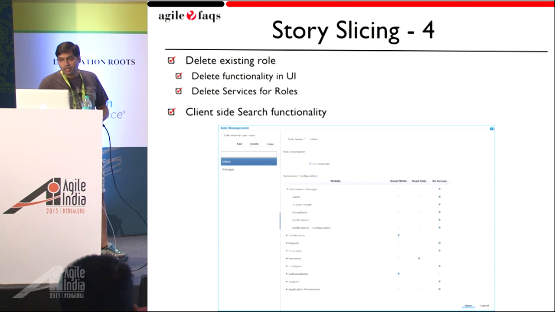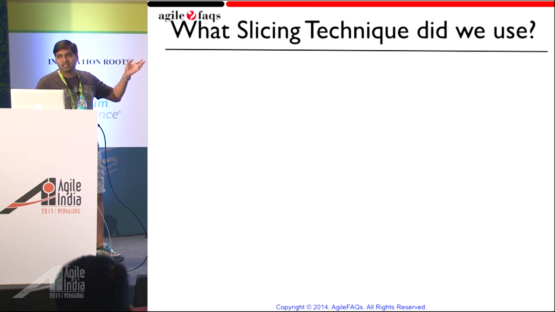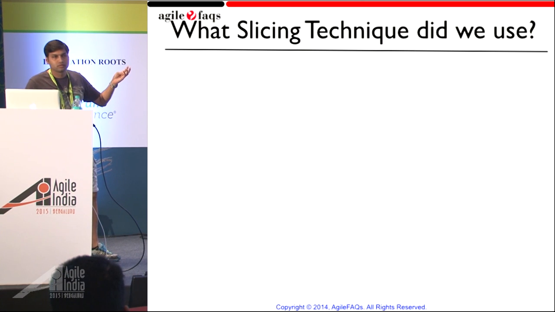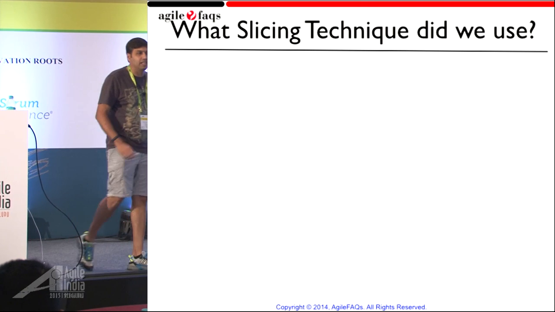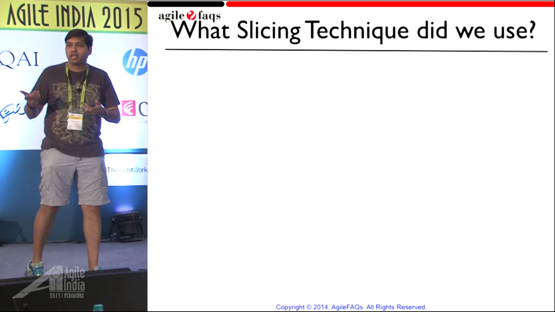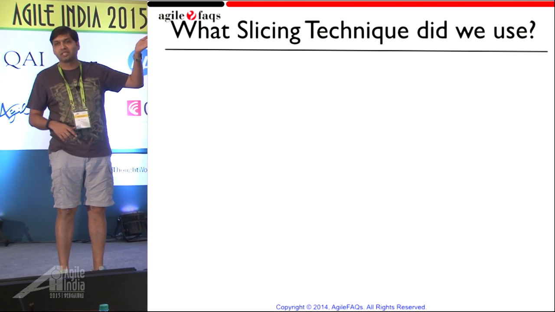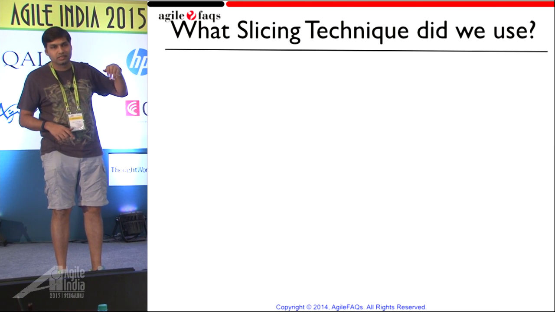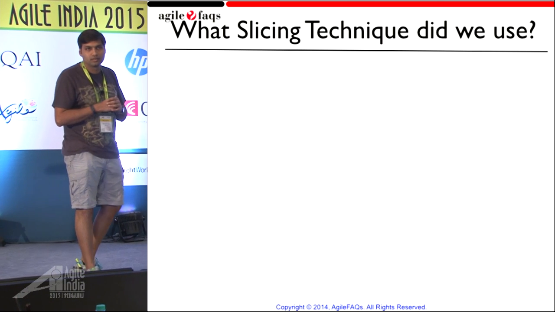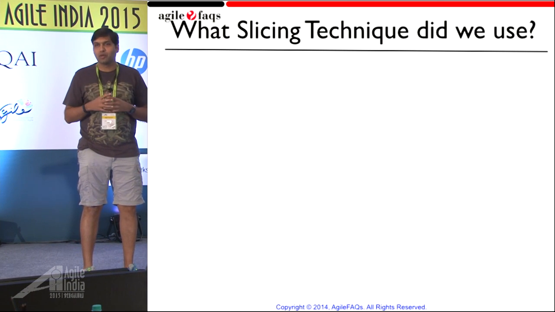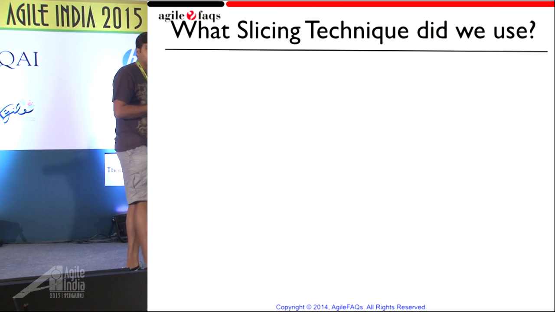So what slicing technique did we use here in the example that you just saw? Is there a name for this technique? Did we use a specific technique? Can you generalize this and try and apply it in other contexts? One technique we saw earlier was using acceptance criteria to slice. Here, did we use acceptance criteria? Not so much. We didn't think about acceptance criteria as much to slice this. We used something else.